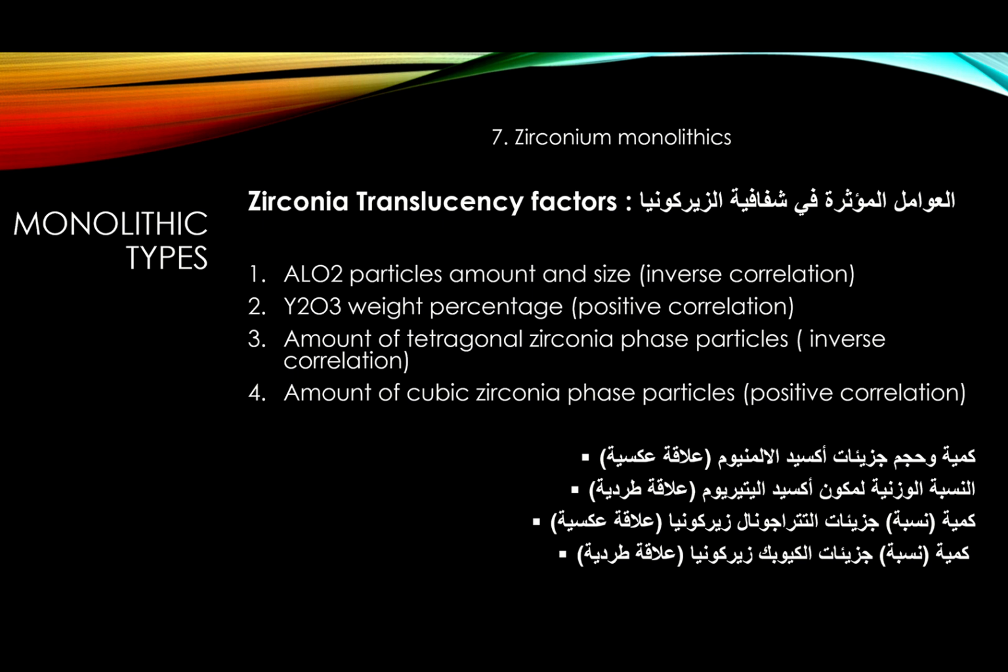Now when you talk about yttrium oxide weight percentage, it's a positive correlation. The more yttrium oxide inside of that content of the zirconia, the more translucent. All right, then we talk about amount of tetragonal zirconia phase particles, inverse correlation. The more tetragonal, yes, it is stronger, but it is less translucent. In this slide, we're talking about translucency. So more tetragonal, less translucency. While more cubic zirconia phase will give you a positive correlation, will give you more translucency.